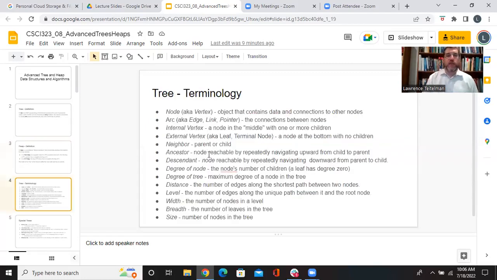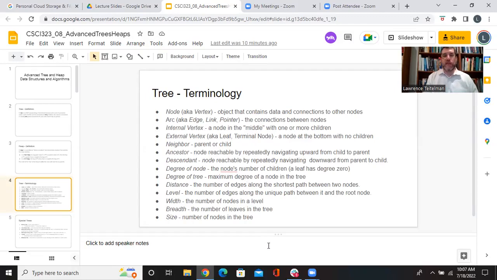Okay, so I have a bunch of terminology here. I'm not going to go through everything here. You know what I don't have here? I don't have the height. Okay, so why don't we add height ourselves?